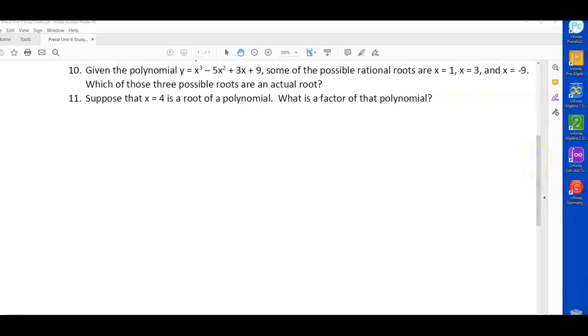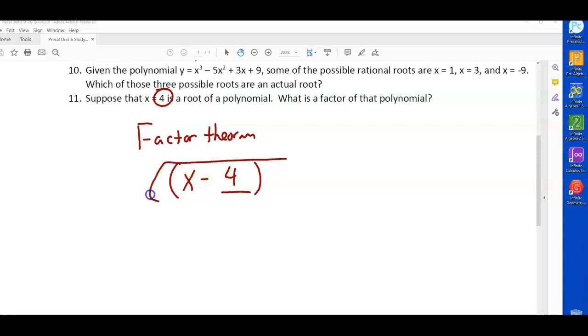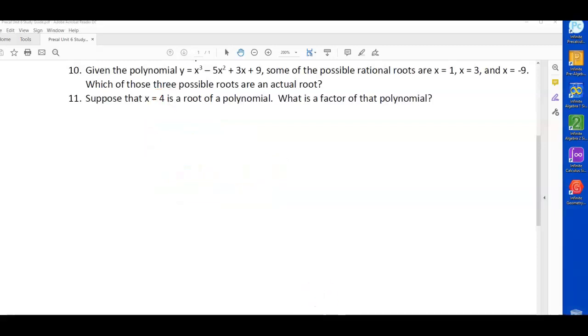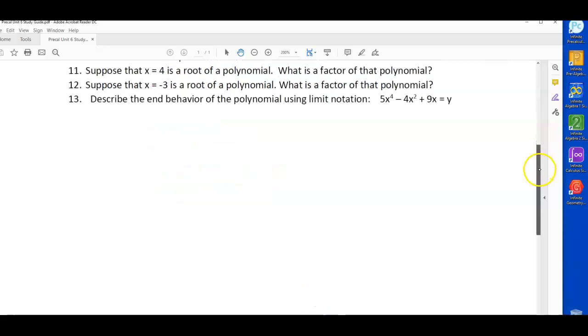Number 11 says, suppose that x equals 4 is a root of the polynomial. What is a factor of that polynomial? Well, this is what we call the factor theorem. And according to the factor theorem, if you know a root, then all you have to do is put that root right here, and voila, you've got a factor. It's that simple. We're done with number 11. All right, I'll leave 12 for you guys.